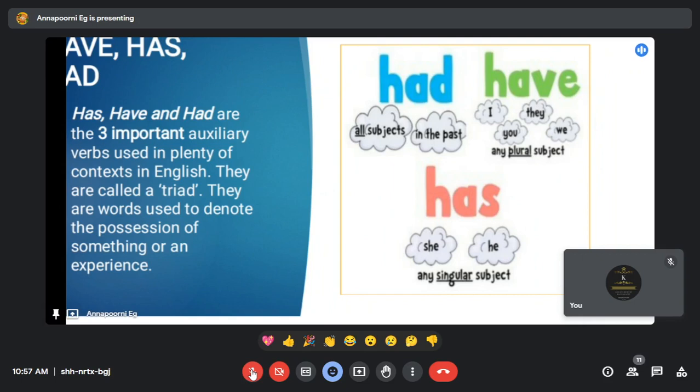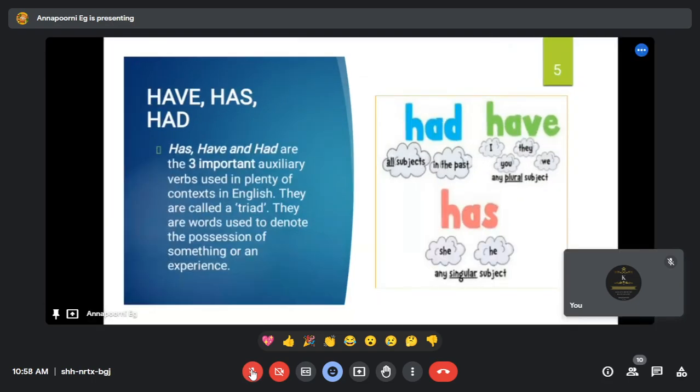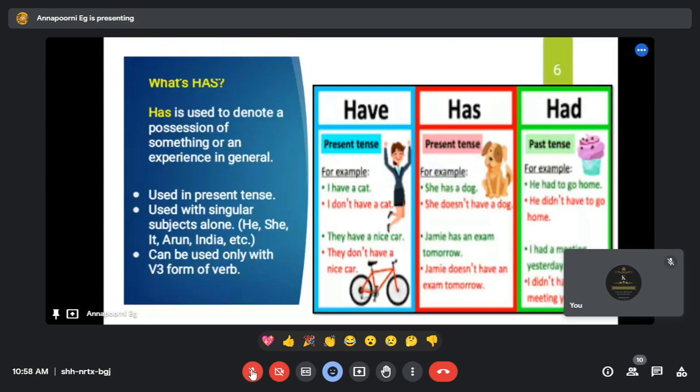So this is how we have to categorize has, have and had. Has can be used with the singular subjects like he, she, it, etc. Have can be used with plural subjects like I, you, we, they, etc. And finally, had can be used with all subjects in the past tense. So has and have will be for present tense and had will be for past tense. Okay, so now we can discuss each auxiliary verb. The first one is has.